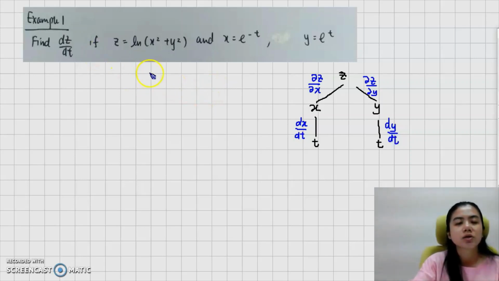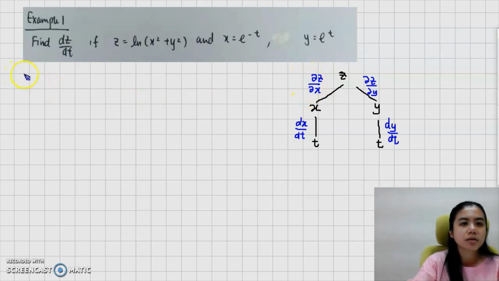Alright, so now you're looking for dz dt. You have to note that it is ending with t, so it means that you have to add these two branches together. But before you add them, please find all of these first. We need this information before we proceed. So let's begin with this.